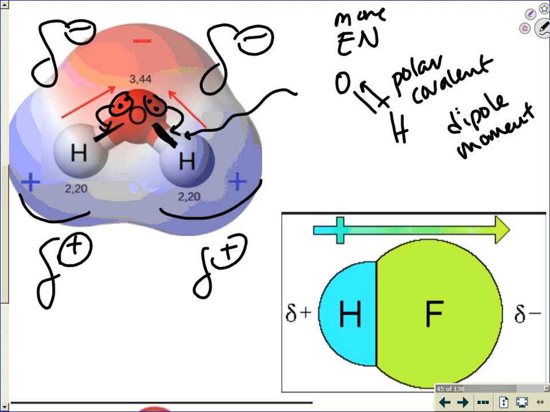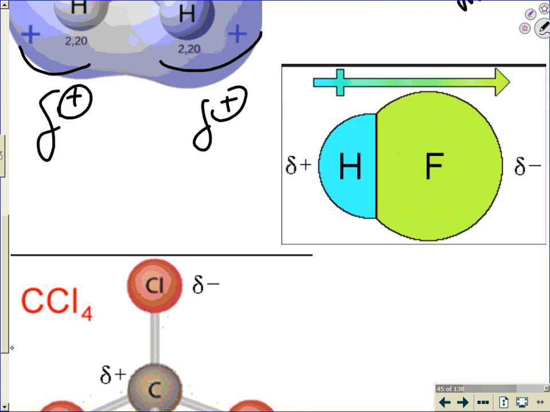So would you say this is equal or unequal distribution of charge? Unequal, therefore it's polar. Same thing down here, which this is bent, so it was a little bit more complicated. This one is linear. Can't really mess this one up too much.